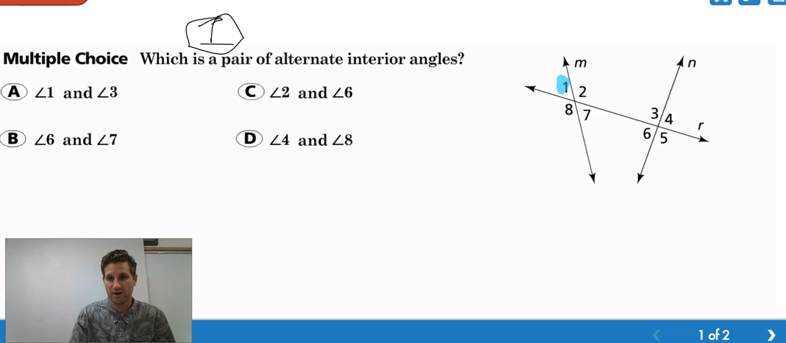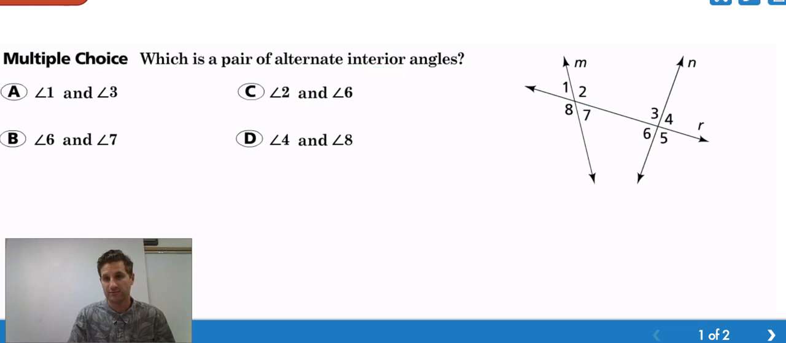Is 1 and 3. Okay, first of all, the word interior. 3 is on the interior. See how it's in between the 2 lines? 1 is on the exterior. So can that one work? Negatory. All right, B, 6 and 7. Well, they're both on the interior, but do they alternate? No, they do not. So that cannot work either.